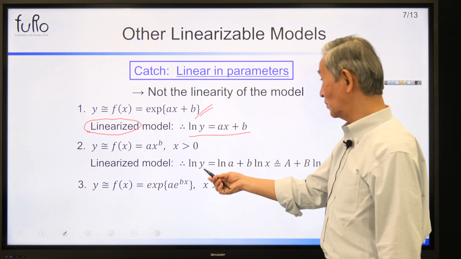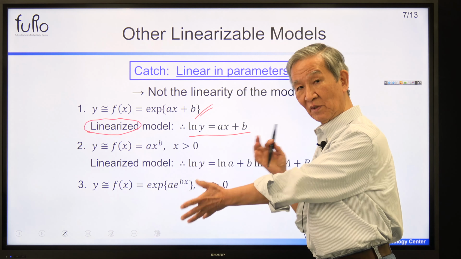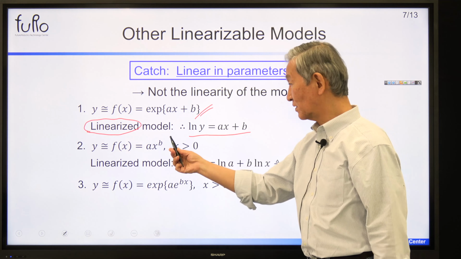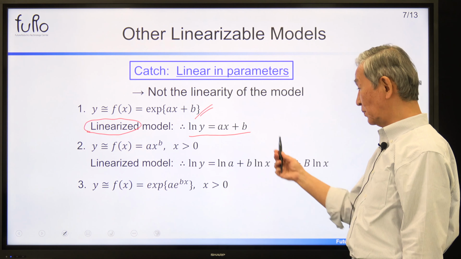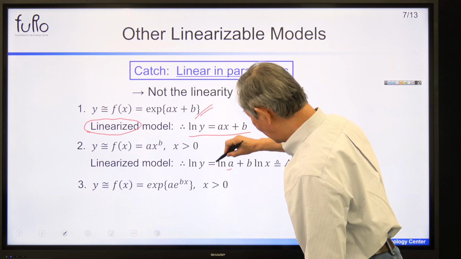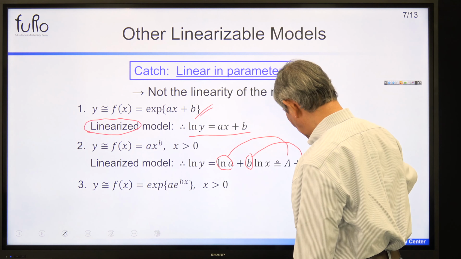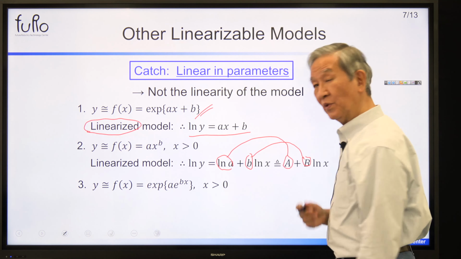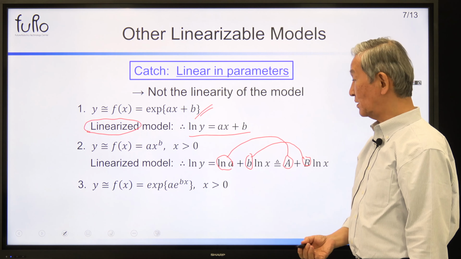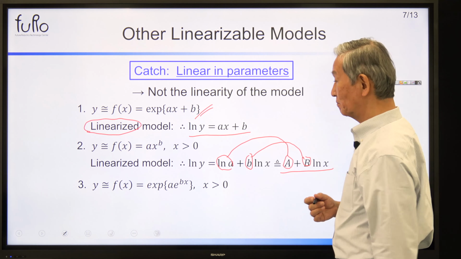Linearized model is ln y is equal to ln a. This is a product, so it becomes an addition. And for x to the b's power, the logarithm makes b come out. So if I call ln a to be a and b to be b, rename the parameters, then this is the linear equation in the parameters.